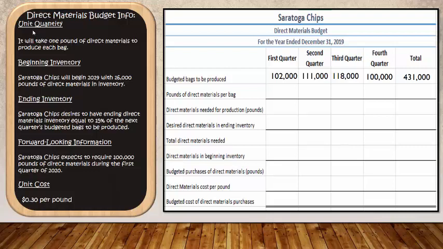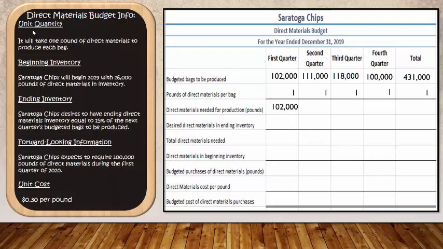Our pounds of direct material per bag is given up on the unit quantity section. It's going to take us 1 pound of potatoes or direct materials to make each bag, and this does not change throughout the entire year. So to figure out our direct materials needed for production, we simply take the bags that we have to produce and we multiply by how much material we need per bag. If we have 102,000 bags that need to be produced, and each bag takes 1 pound of potatoes, that means we're going to need 102,000 pounds of potatoes to meet production during the first quarter.